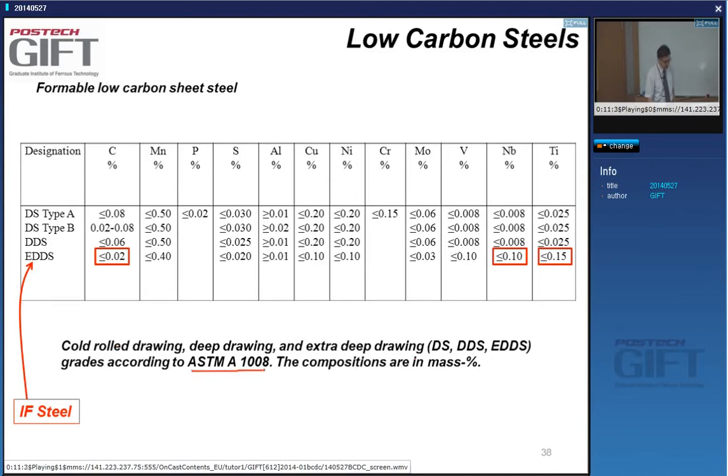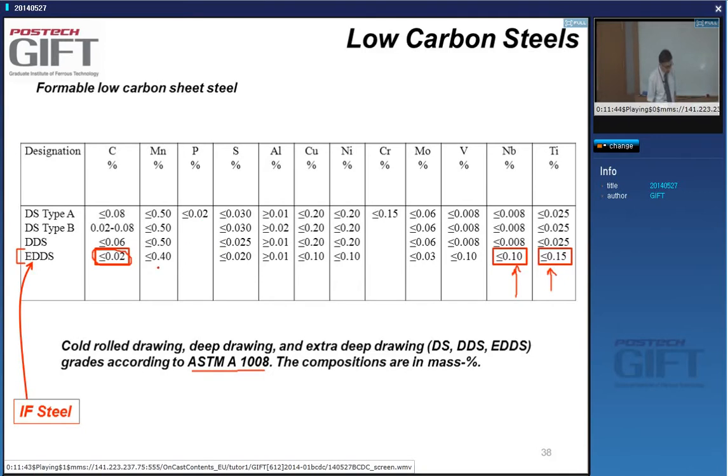So this is the equivalent ASTM. Here you have drawing steels A and B, deep drawing steel and extra deep drawing steel. And the last one here is an IF steel. You can see the requirement is less than 200 ppm of carbon. And you can see here the addition of titanium and niobium is compatible with the stabilization of carbon and nitrogen.